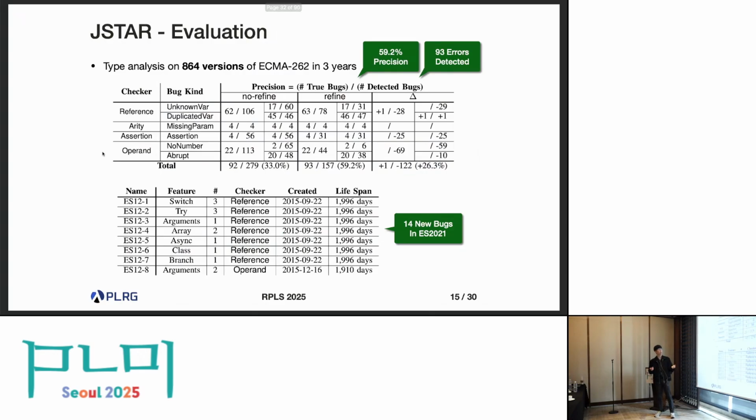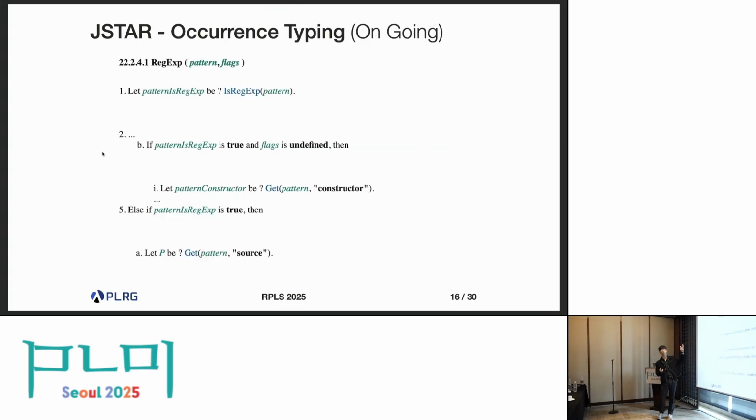So we developed a tool called JSTAR, a type analyzer. We successfully detected 93 type errors with 59.2% precision. And among them, 15 bugs were newly detected by our tool. After developing the first tool, we realized that we needed some more advanced type checking to reduce false alarms because the precision is 59%. For example, this is ongoing work. So here, this is an example of our motivation.